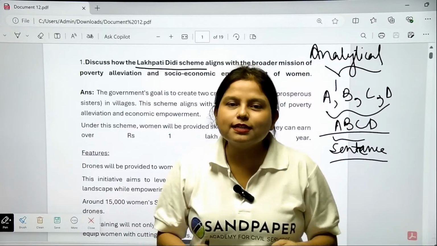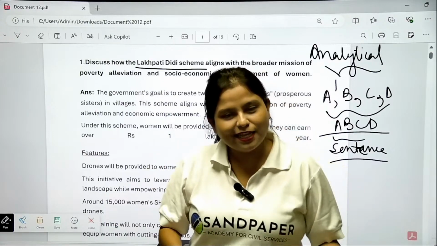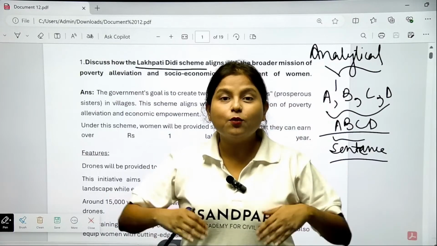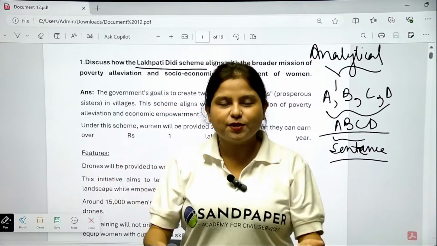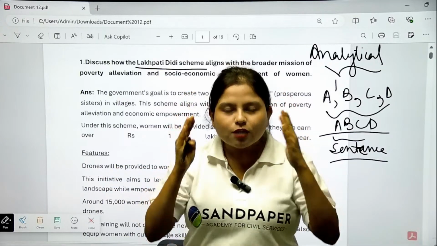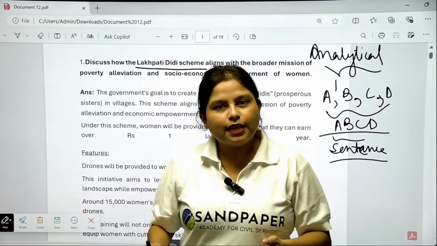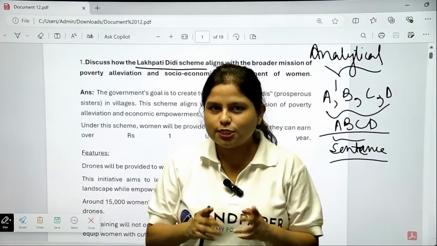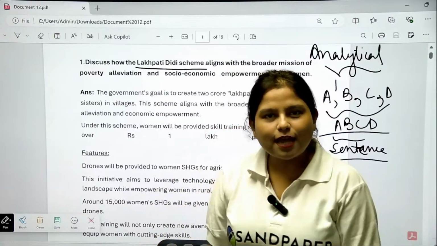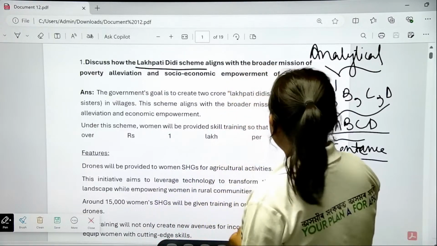So here in Sandpaper, like I always keep saying, we try to make you understand the things behind it, and we will try to develop a thought pattern in you so that in future, when an analytical question paper comes, you do not feel it is tough. So let's start with the analysis. This is question number 1.